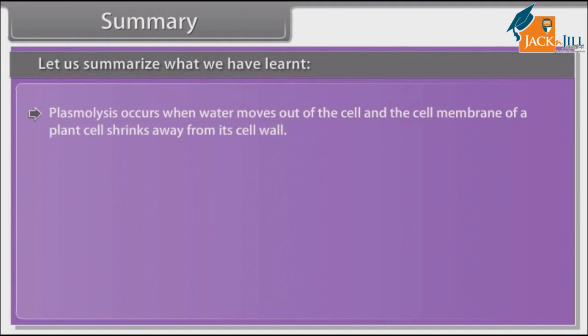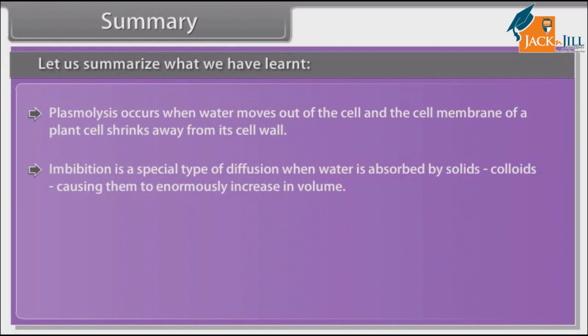Plasmolysis occurs when water moves out of the cell and the cell membrane of a plant cell shrinks away from its cell wall. Imbibition is a special type of diffusion when water is absorbed by solids or colloids, causing them to enormously increase in volume.